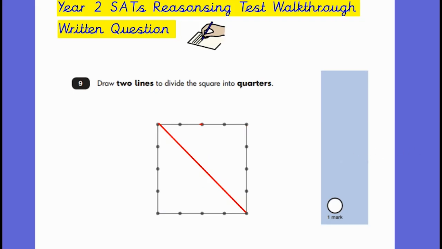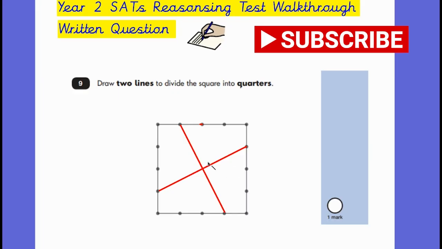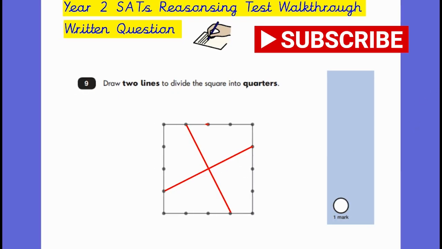There is a final way of doing it, but I don't imagine many children would choose this way. Okay, they could go from here to here, and they could go from here to here. Now, interestingly, these parts here are still equal parts, and therefore you still have 4 quarters. Even though it doesn't look like it, that's still an acceptable answer.